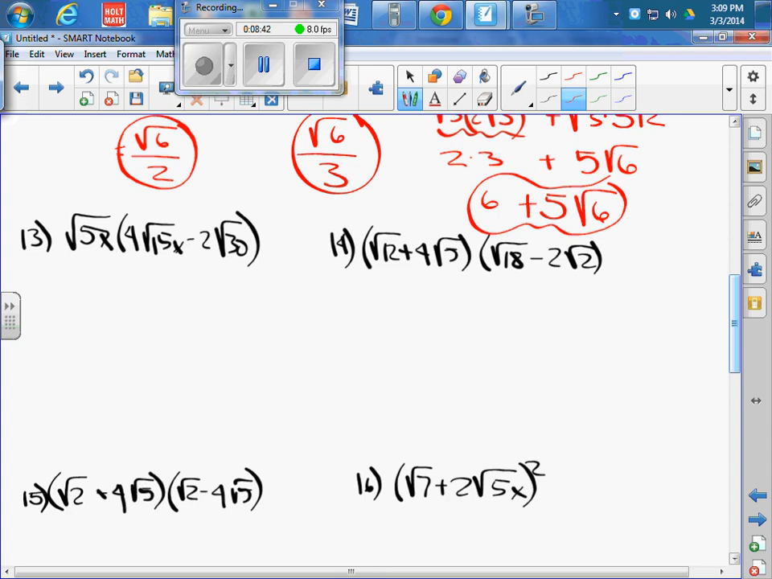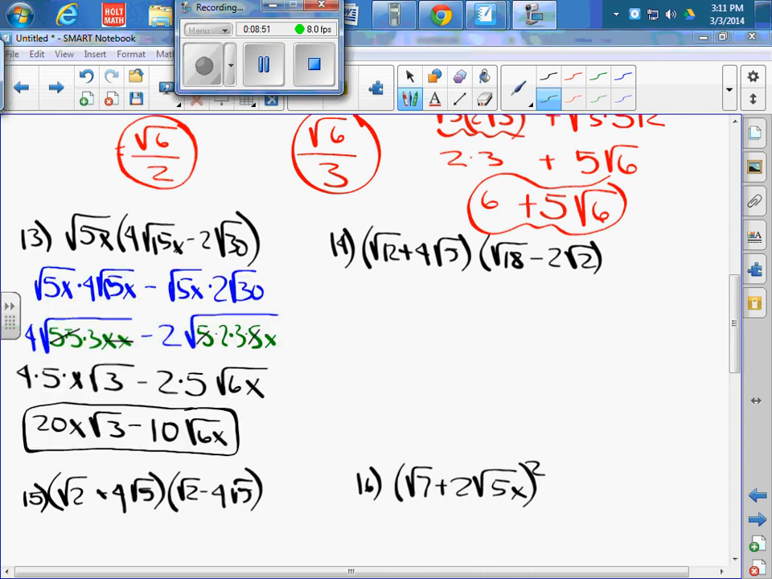Number 13. Tell you what, you go ahead and do number 13 and come back. Pause the video right now. When you come back, let's see if we have the same answer. So I came up with 20x radical 3 minus 10 radical 6x.